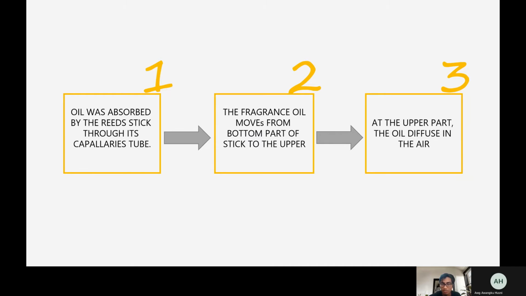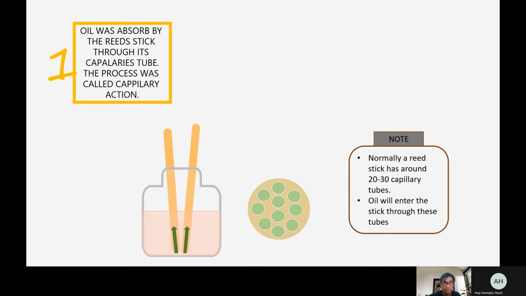As shown on the screen, the diffuser process can be divided into 3 parts, and we will go through part by part. The first part, oil in the beaker will start to enter the reed sticks, where normally a reed stick has around 20 to 30 capillary tubes. The oil will enter through the reed stick's capillary tubes by the process of capillary action. Capillary action is a process where liquid is able to flow into narrow space without external force.